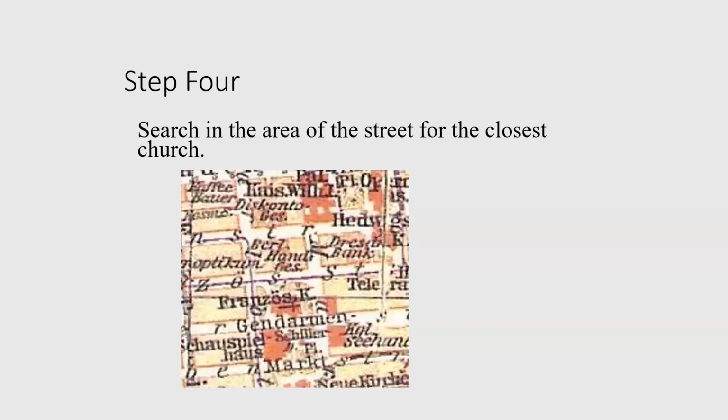Now that we have found the street, the next step is to find the closest parish to that street. On these detailed city maps, the churches have their names printed in black, as shown in this example of the Französische Kirche, or the French church. They are also marked by a black cross on the red figure of the map.